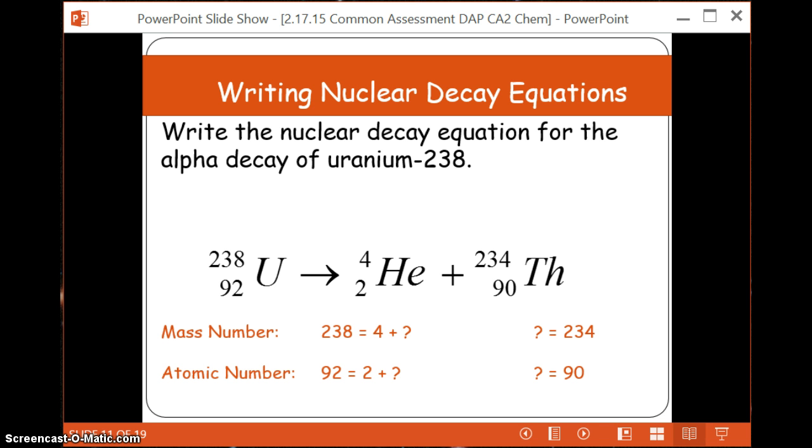So that's it for nuclear decay. It's pretty straightforward. Just make sure that your top numbers, your mass numbers, are equal on both sides. 4 plus 234 is 238. 92 is equal to 2 plus 90. Really straightforward. You guys were great at this stuff, so I thought I'd just remind you of the particles.